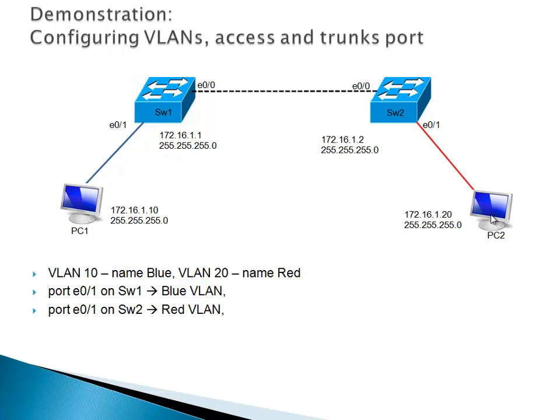So we did the same for PC2. First, it could ping. Then, when we changed the VLAN, it couldn't ping. Then we made sure that first you can't ping PC1 since it was in a different VLAN. But when we changed PC1 into the red VLAN, we could see that there was a ping.